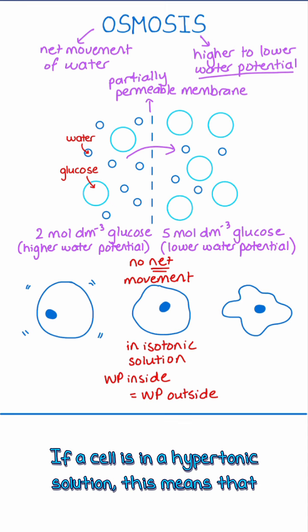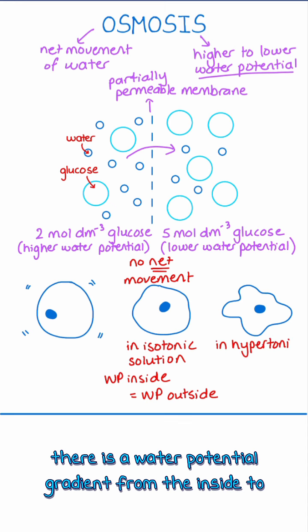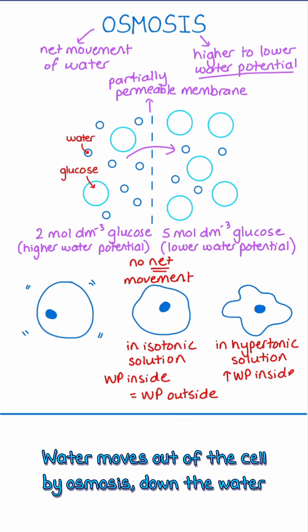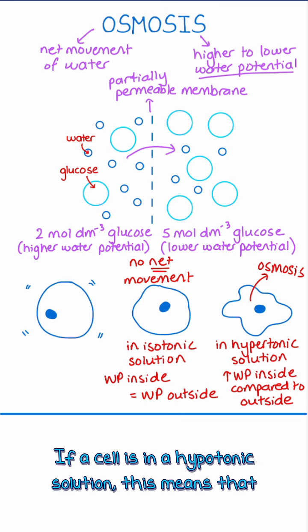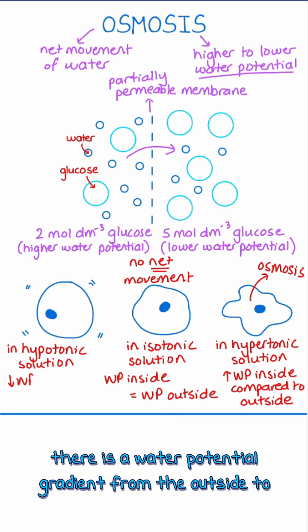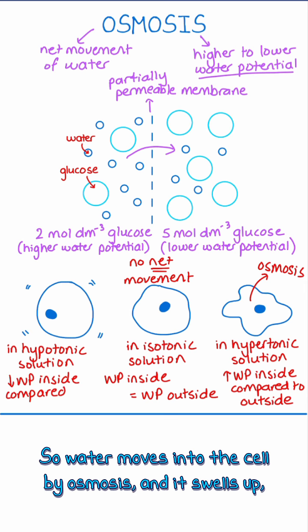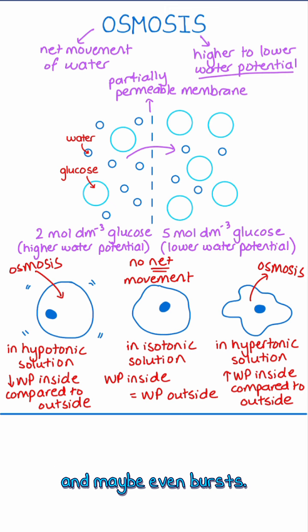If a cell is in a hypertonic solution, this means that there is a water potential gradient from the inside to the outside. Water moves out of the cell by osmosis, down the water potential gradient, and it shrivels up. If a cell is in a hypotonic solution, this means that there is a water potential gradient from the outside to the inside, so water moves into the cell by osmosis and it swells up and maybe even bursts.